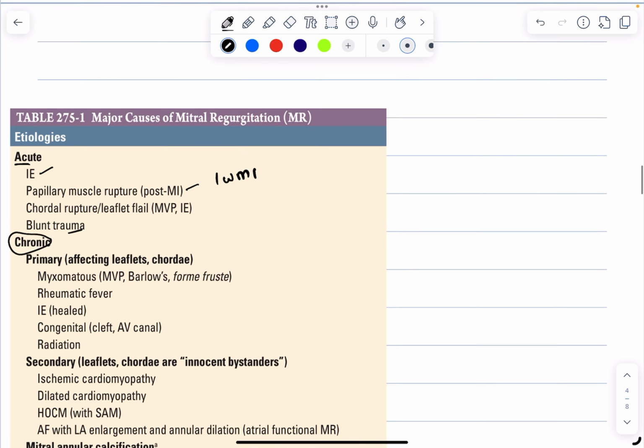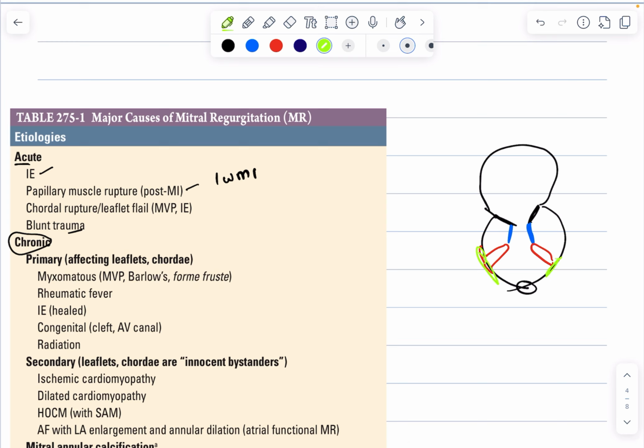So, what is the mitral valve apparatus? This is the left atrium and this is the left ventricle. This is the mitral valve, this is the chordae tendineae, this is the papillary muscle, and this is the surrounding myocardium. So, the mitral valve apparatus includes the mitral valve, chordae tendineae, papillary muscle, and the surrounding myocardium.